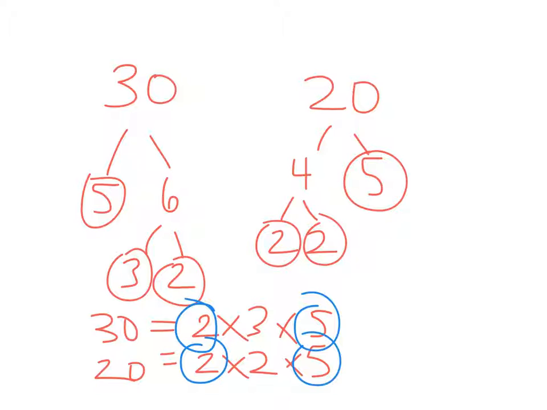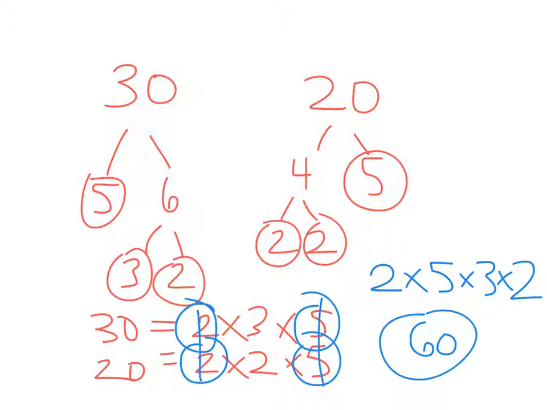And it might come to you right away, but if it doesn't, what you can always do is take the prime factorization of the numbers, and for each pair that is shared, you write it down once. So I got that for the 2s and the 5s. And then for everything that's not shared, you also write it down. So 2 times 5 is 10, times 3 is 30, times 2 is 60. So 60 is the smallest number that both 30 and 20 divide into.